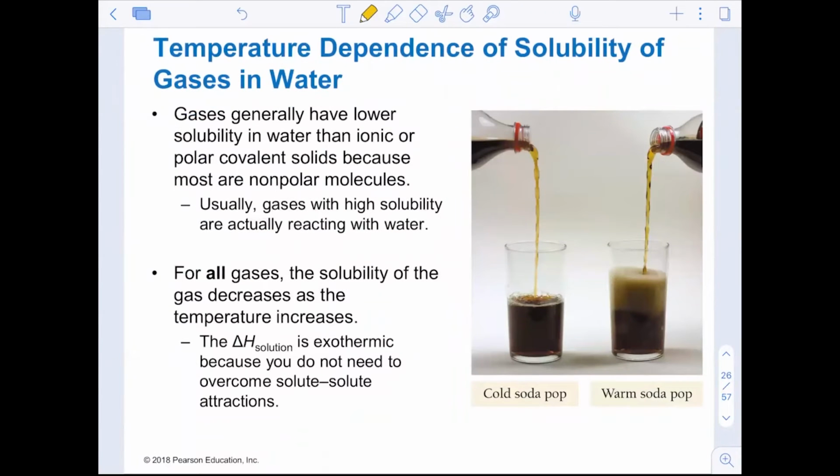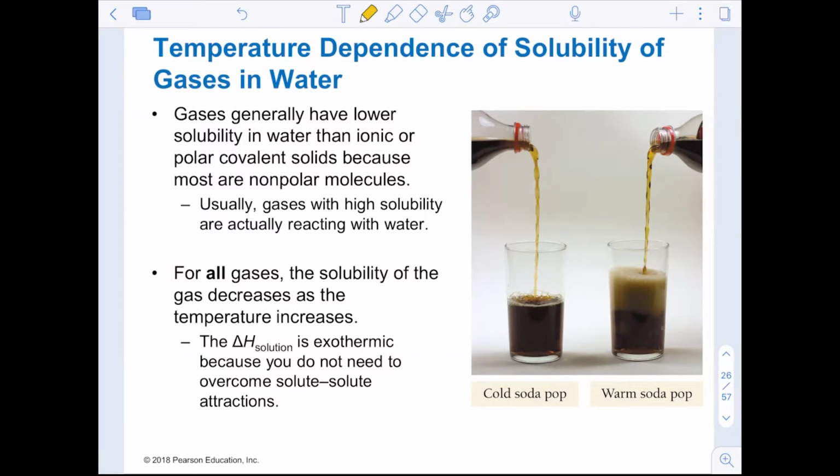The temperature dependence for gases in water. Okay, let's think about gases. Why, when you open your soda, if you don't finish it all, do you put it in the fridge afterward? It's because you want it to stay bubbly, right? Gases generally have lower solubility in water than ionic or polar compounds because gases like to be by themselves, right? Usually gases with a high solubility are actually ones that react with water.